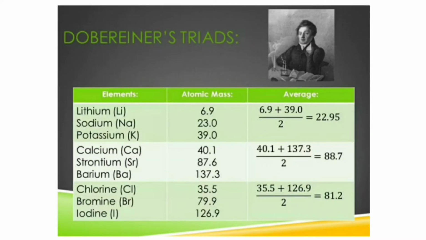Döbereiner triads: lithium, sodium, potassium. The atomic mass of sodium is the average of the atomic masses of lithium and potassium. Calcium, strontium, barium. The atomic mass of strontium is the average of calcium and barium. Chlorine, bromine and iodine. The atomic mass of bromine is the average of the atomic masses of chlorine and iodine.